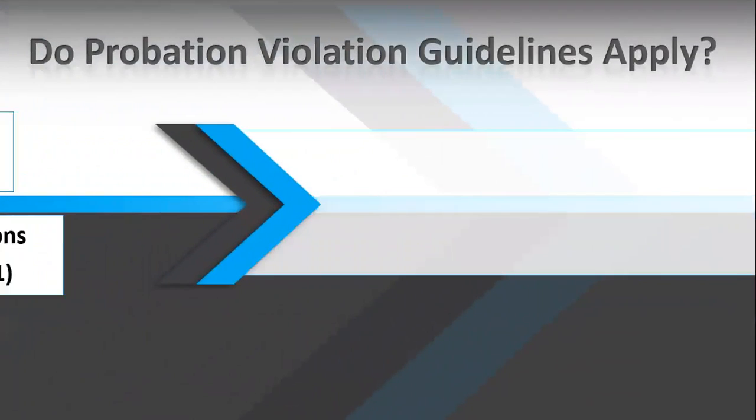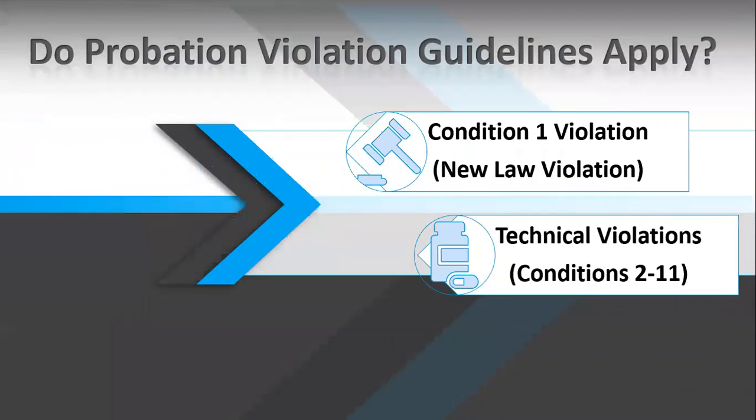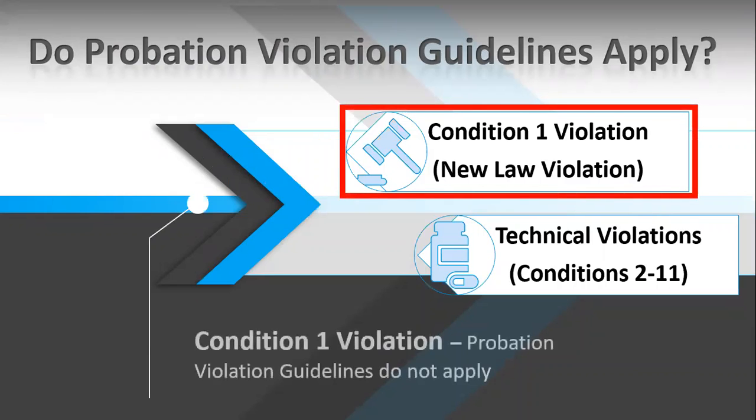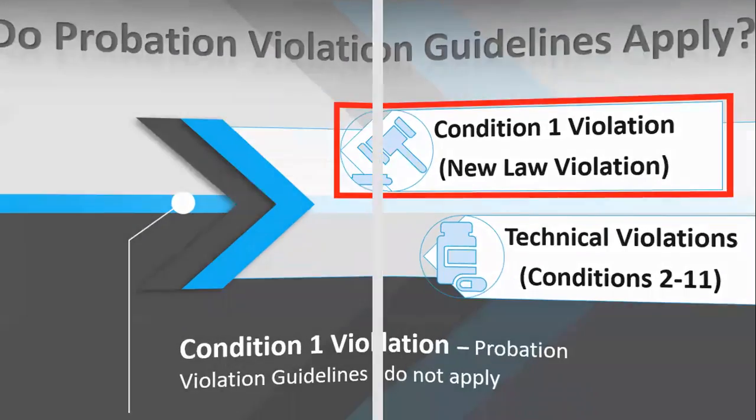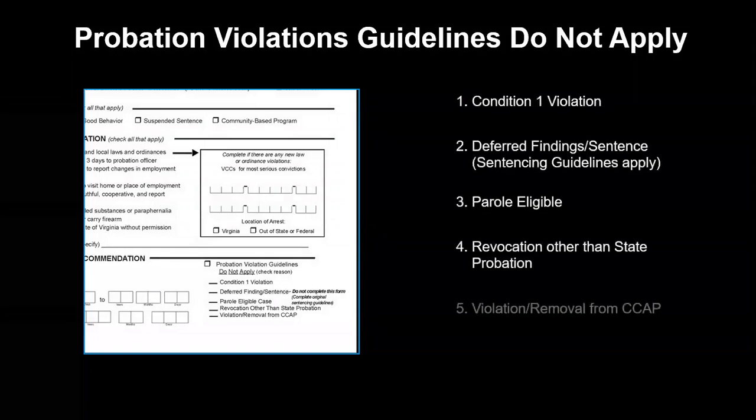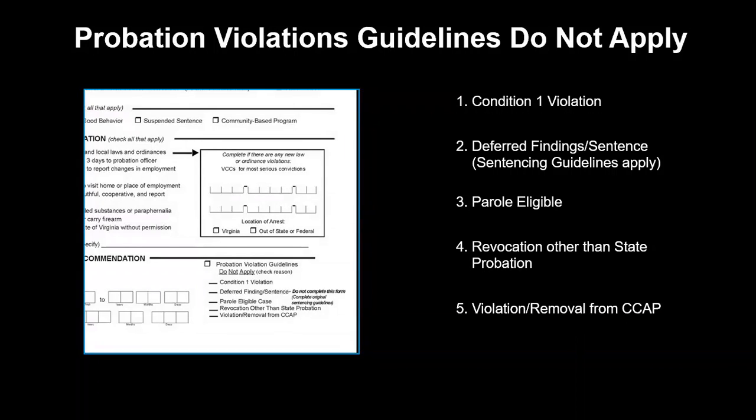Now, there are two types of violations. There's a Condition 1 violation, also known as a new law violation, and technical violations, which refers to Conditions 2 through 11. If Condition 1 violation is cited, then the probation violation guidelines do not apply. Now, in addition to Condition 1 violations, probation violation guidelines do not apply for deferred findings or sentences. In these cases, you would have to prepare the original sentencing guidelines.